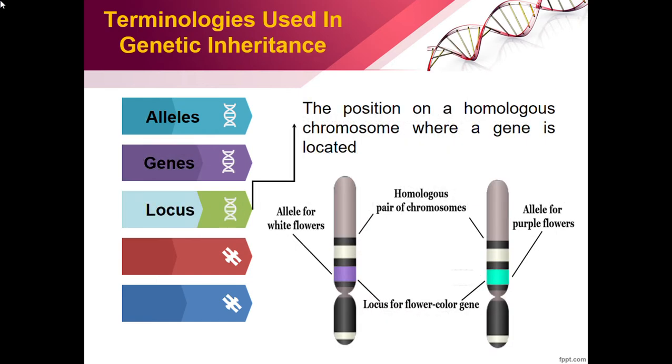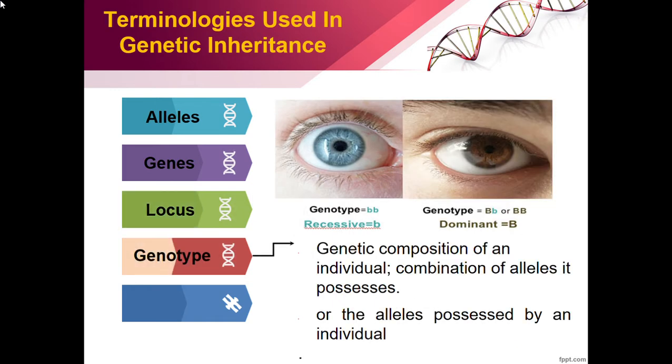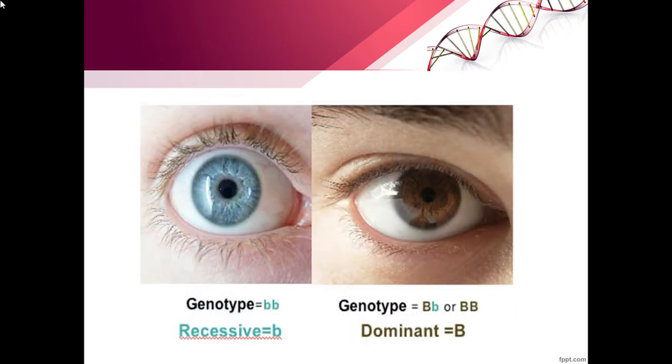Locus. The position on a homologous chromosome where a gene is located. Genotype. Genotype is the genetic composition of an individual, the combination of alleles it possesses. In this diagram, there are types of genotype: capital B that indicates brown color eye, capital B and small b that also indicate brown color eyes, and small b that indicates blue color eyes.